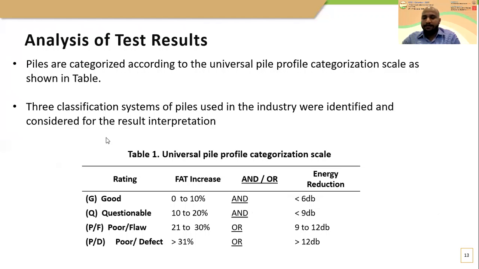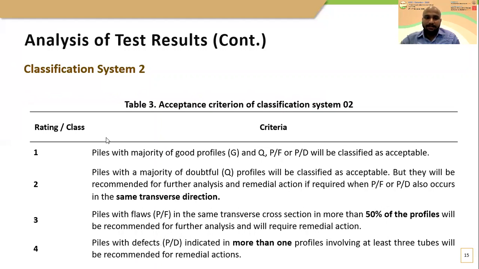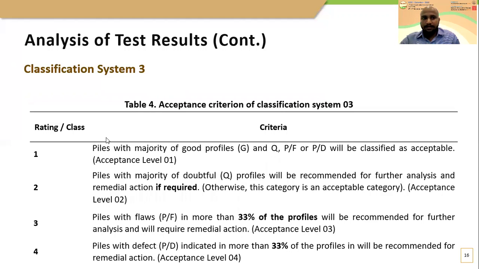Moving on to the analysis of test results. The pile sample was categorized according to the following universal pile profile categorization scale used in the industry. Piles are categorized as good, questionable, poor flaw, and poor defect, depending on the first arrival time of the received wave and reduction in the energy of the corresponding pile profiles. Followed by the universal scale, 3 classification systems were identified from the test reports and the industry for the interpretation. This is classification system 1, this is classification system 2, and this is classification system 3.